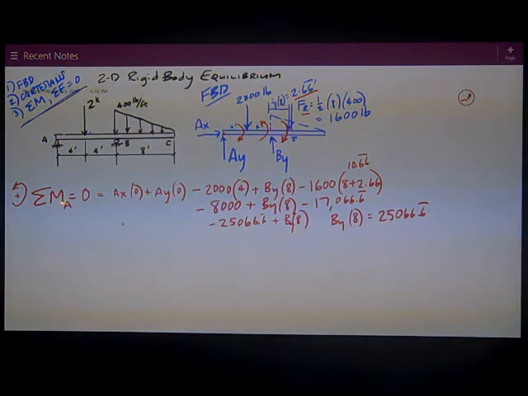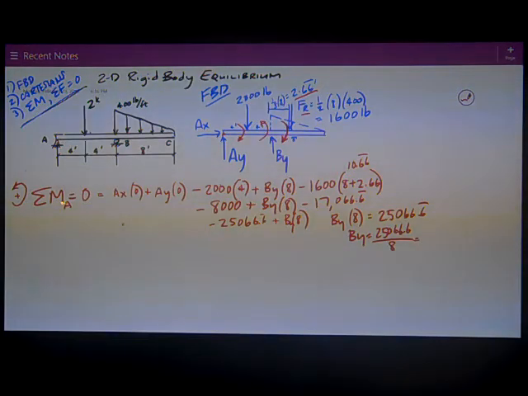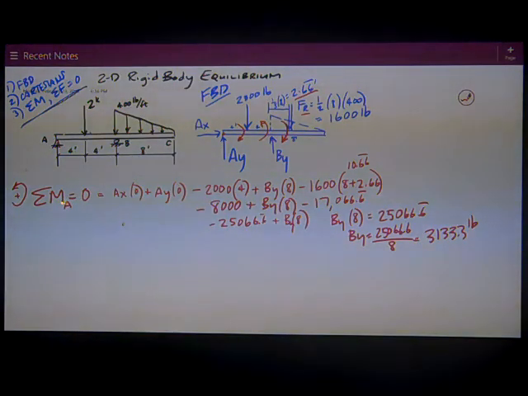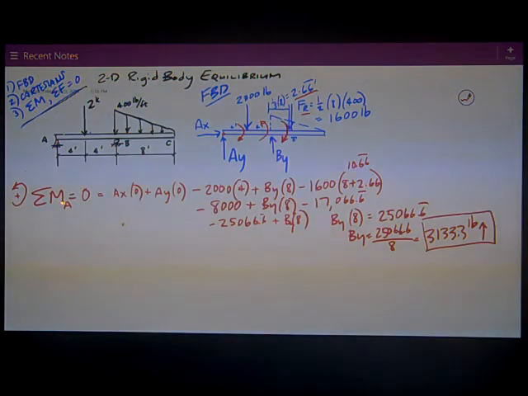Divide both sides by 8, and I get that BY is 25,066 divided by 8, or 3133.3 pounds. The positive sign for the answer means that my direction assumption of up was correct. So I show that direction for a complete answer, put a box around it, and that's BY.